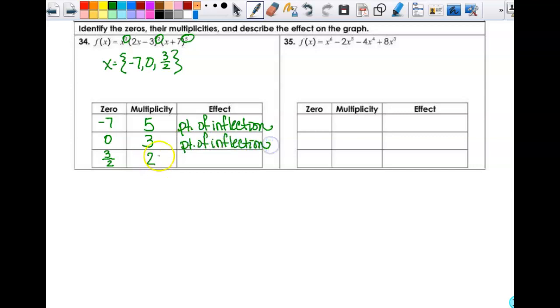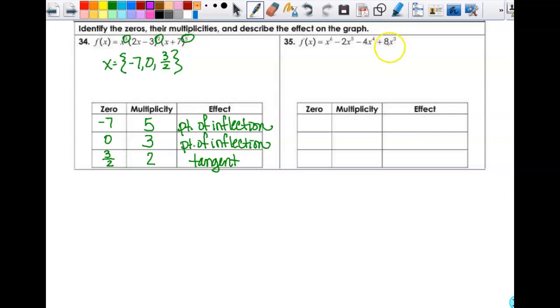And this is even, so that would be tangent to the graph. Okay, so let's look at 35. I need to factor it. So I'm first going to factor out the GCF. Okay, my GCF, and your GCF on the quiz was not only a variable, it was also a number, which would have made your life a lot easier.